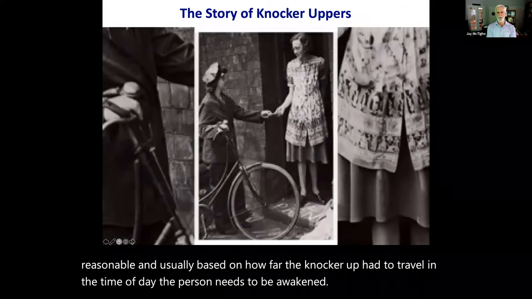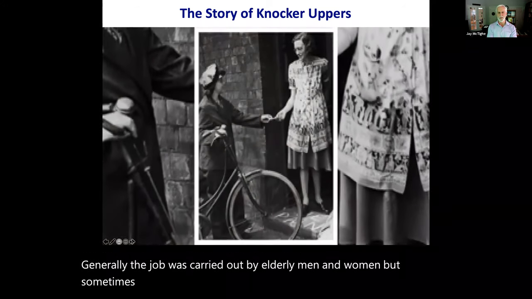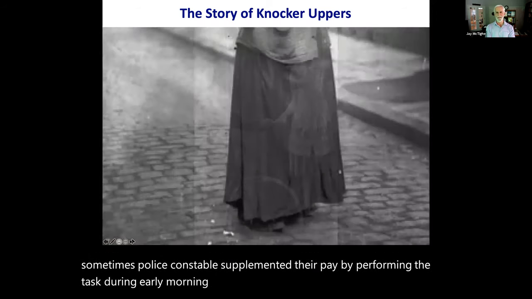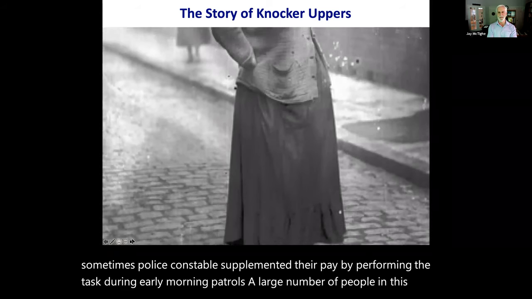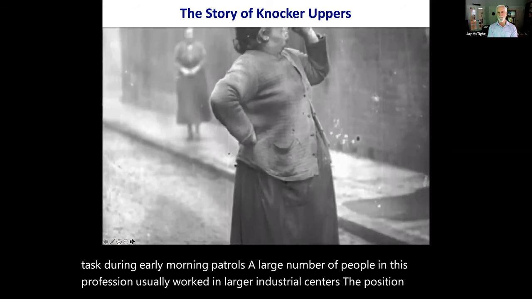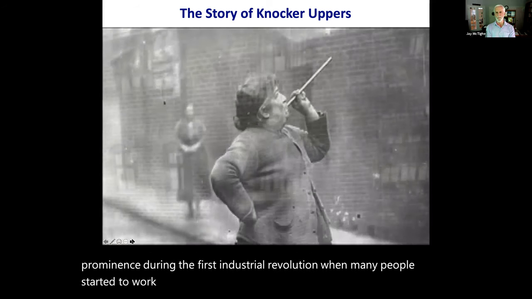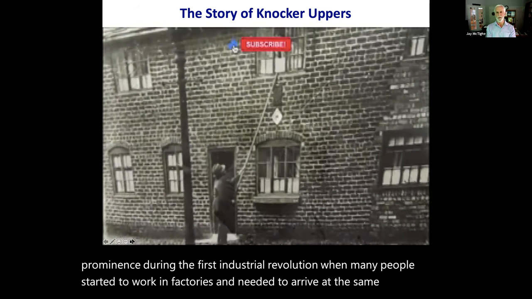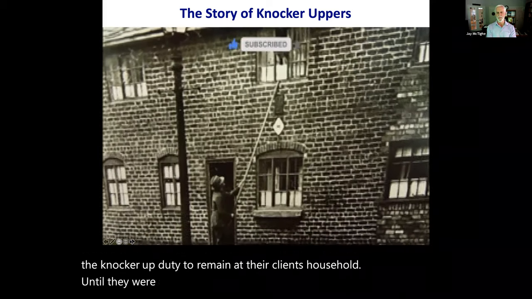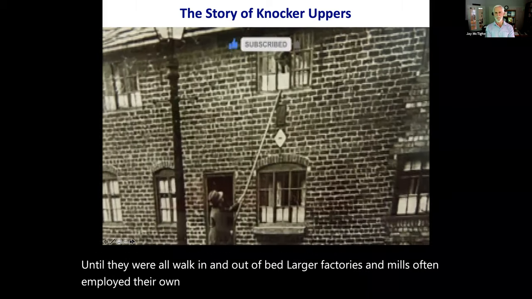Generally, the job was carried out by elderly men and women, but sometimes police constables supplemented their pay by performing the task during early morning patrols. A large number of people in this profession usually worked in larger industrial centers. The position gained prominence during the first Industrial Revolution when many people started to work in factories and needed to arrive at the same time. It was the knocker-up's duty to remain at their client's household until they were awoken and out of bed. Larger factories and mills often employed their own knocker-ups to ensure workers made it to work on time.